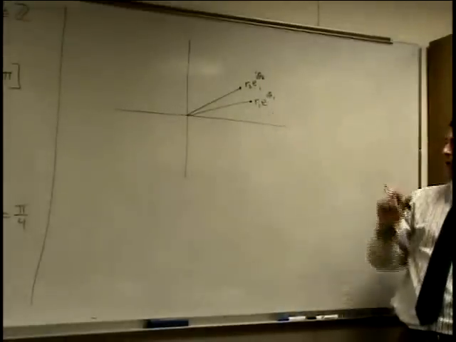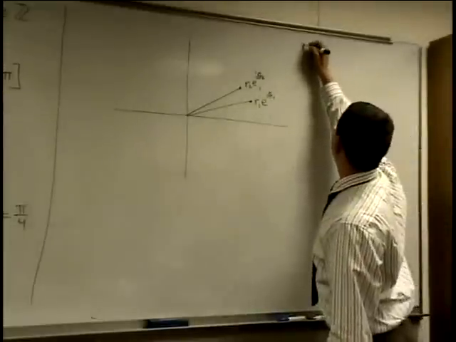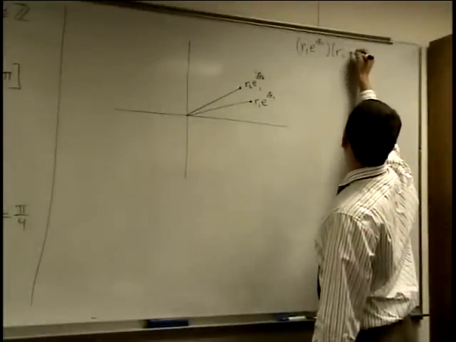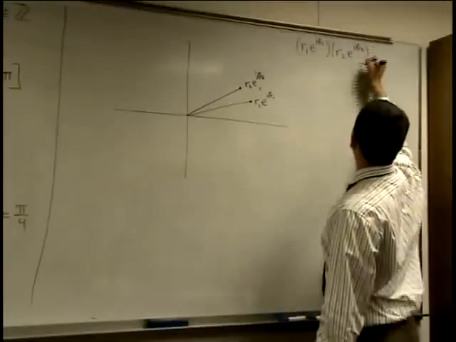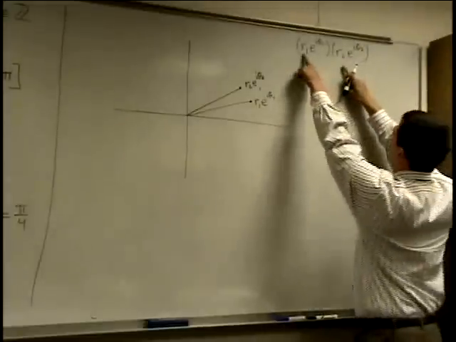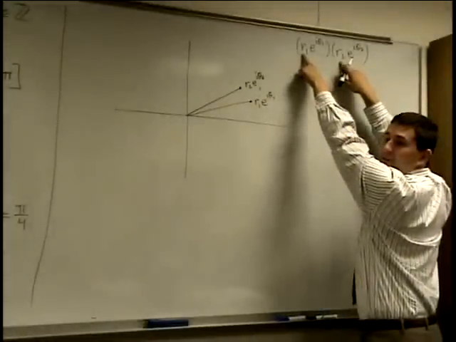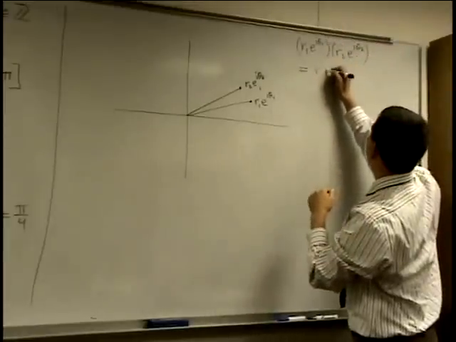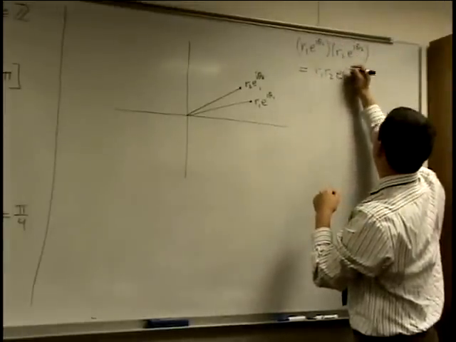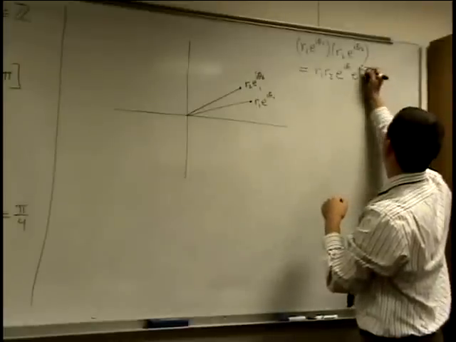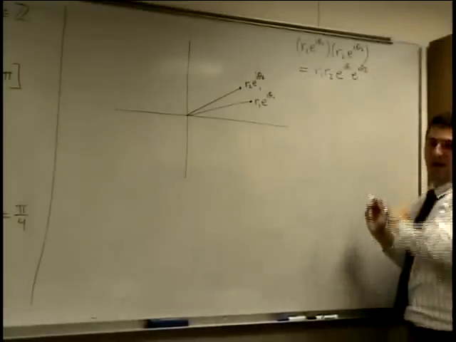Okay, what's the product going to be? Well, I have to multiply R1 e to the i theta 1 times R2 e to the i theta 2. But this is not so bad. You just got these nice real numbers at the front. Okay, so that's easy enough. R1 times R2. And then I have e to the i theta 1, e to the i theta 2. Well, what can I do with these last two?